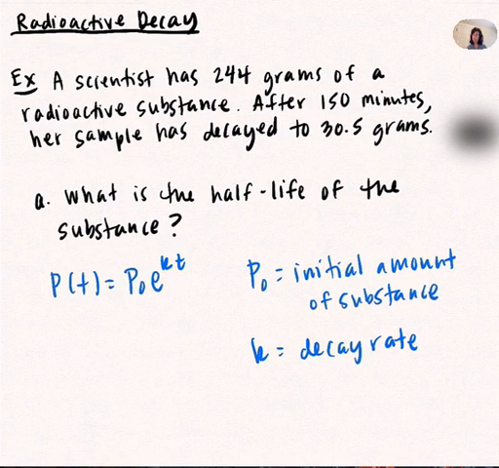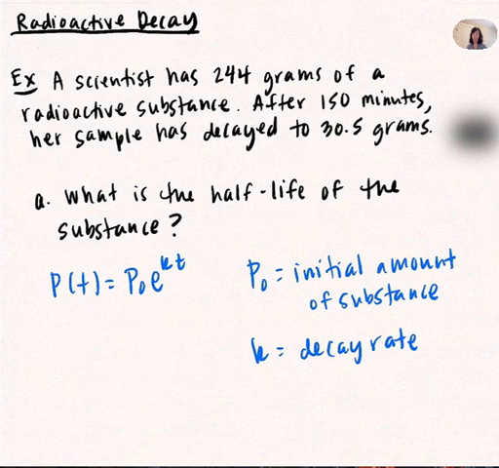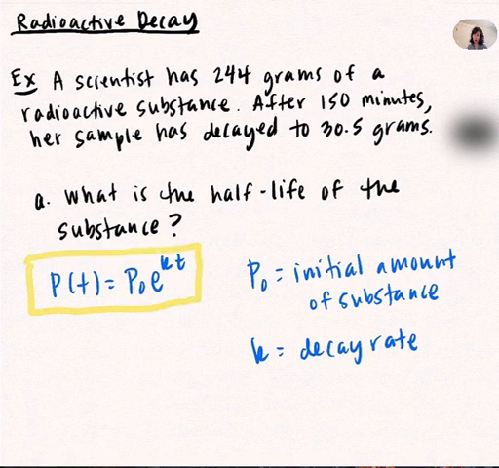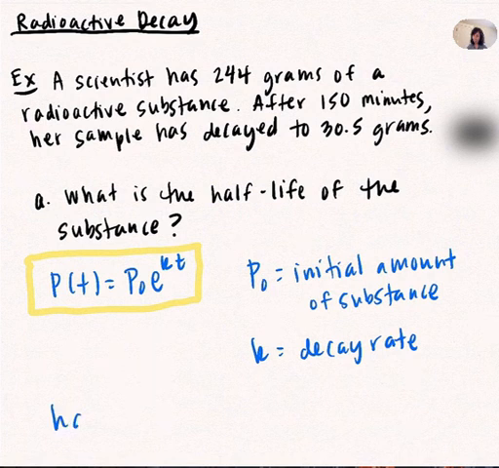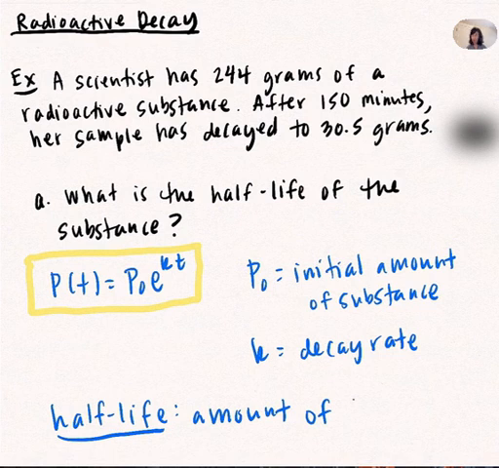So it's a constant, and it's always negative because this is an exponential function that's going down over time. Okay, so you want to have this equation handy when you're working with radioactive decay. And we also need to know what the half-life is. So the half-life, by definition, is the amount of time it takes for the substance to decay to half of its original amount.